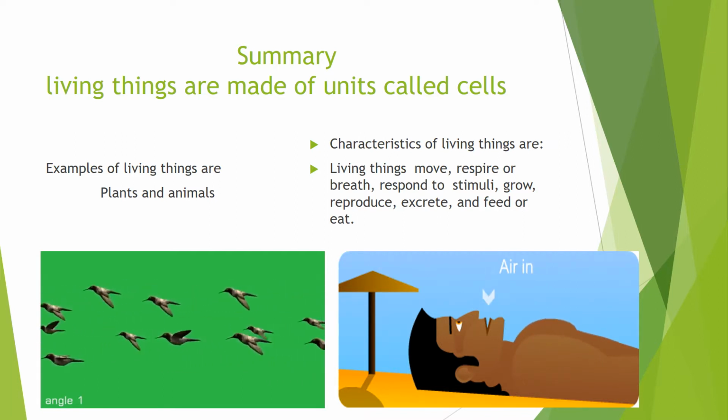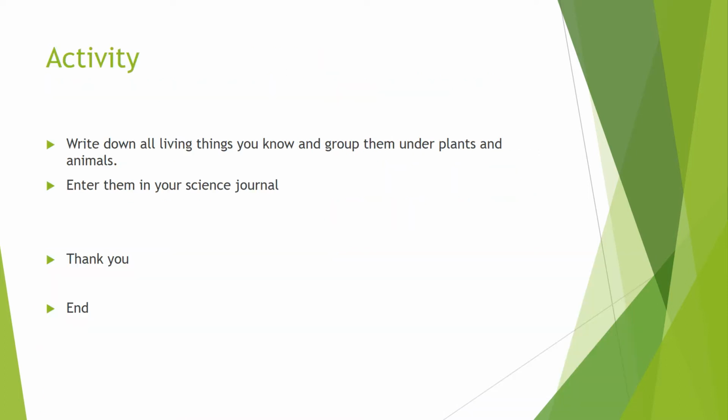Now, before I come to the end of my lesson, I'd like to give you this activity so that you can also be engaged and do it. I want you to write down all living things you know and group them under plants and animals, and then make journal entries in your science journal, and see how you categorize them.